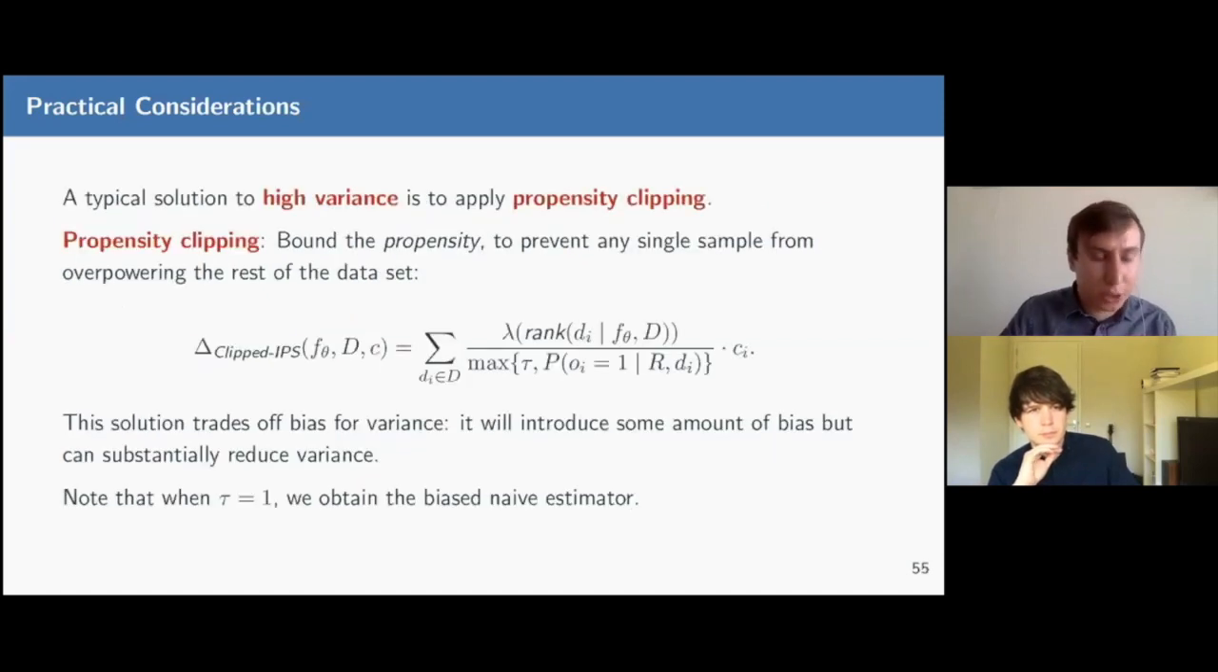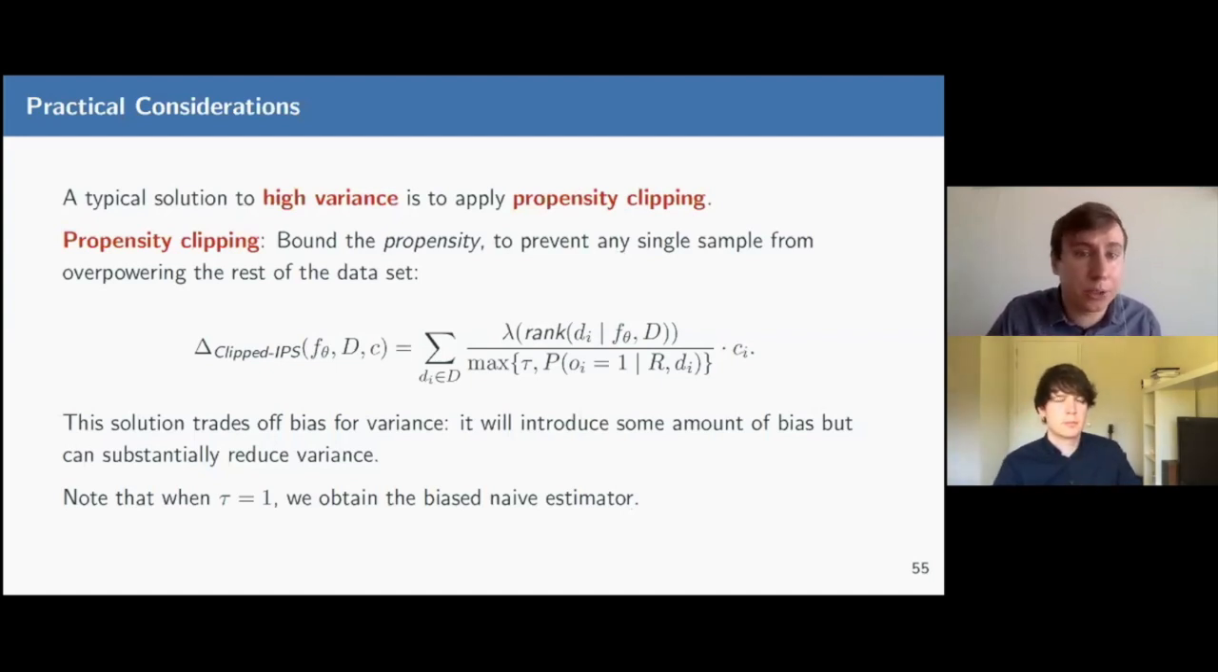So a typical solution, and this is fairly effective, is something called propensity clipping. And in propensity clipping, what we are essentially going to do is we're going to say, well, we have these very tiny propensities, but we're just going to pretend they're not that small. We're just going to clip them to make sure they're larger. So we're going to use values that are larger than the actual propensity. So we're just going to bound the propensity, essentially, to prevent any single sample from overpowering the rest of the data set.